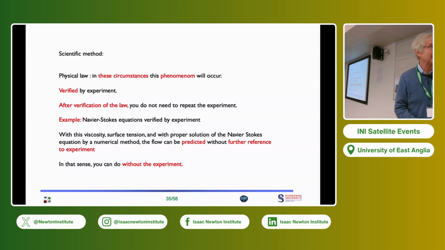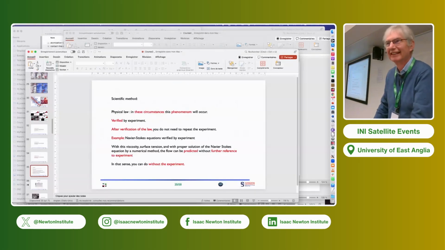You don't need to repeat the experiment every single time you want to design a car. You don't need to verify Newton's law of gravity every time you design a car, right? And for example, Navier-Stokes equations are verified by experiment. That's what we all believe, more or less. So with everything correct, you can do without the experiment. However, in the case of the contact line, we don't know what the law of nature is. We have the classical model, which is perhaps not a law of nature. Okay, so I think I'm out of time. Okay, thank you very much.